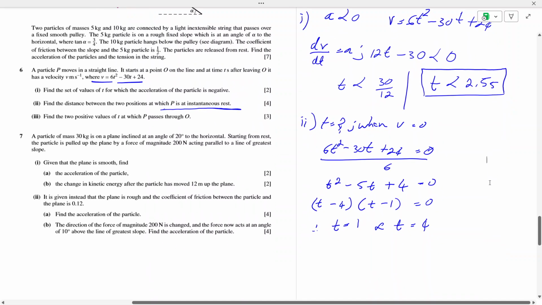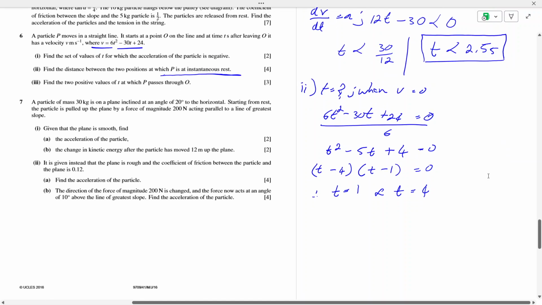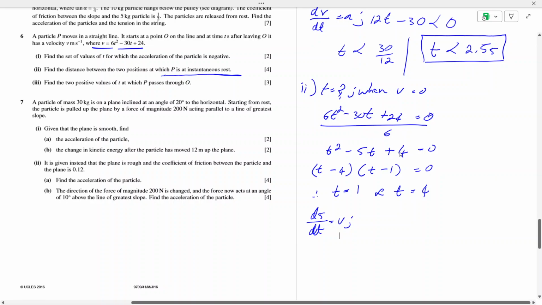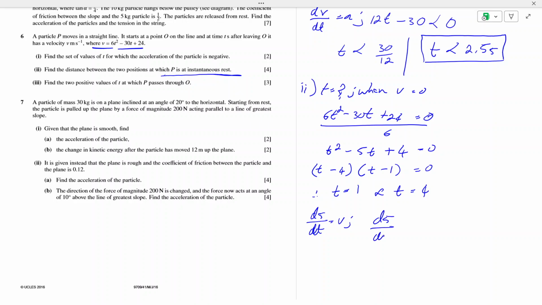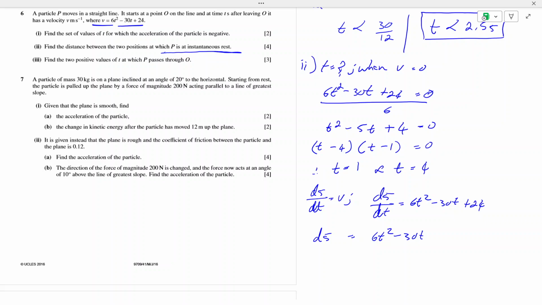All right. So now that we have the two times at which p is at instantaneous rest, now we need to find the distance, right? We know that the rate of change of distance, ds/dt, is equal to v. Therefore, we just have to integrate the velocity equation. So look, ds/dt is equal to 6t squared minus 30t plus 24. Then I multiply by dt to the other side, and I have ds is equal to 6t squared minus 30t plus 24, dt.